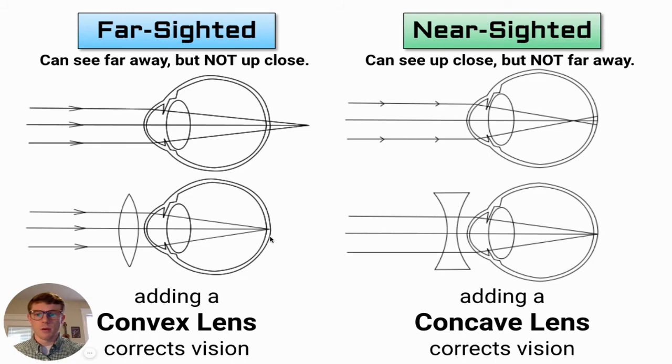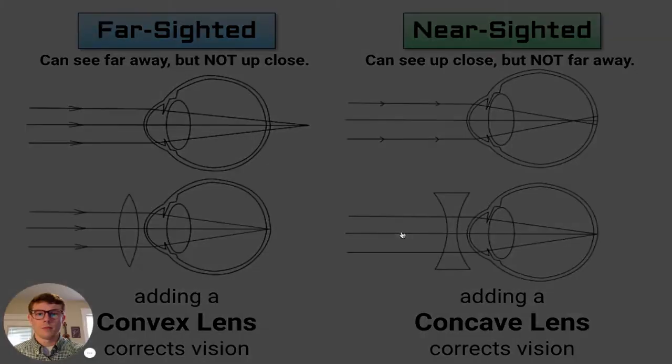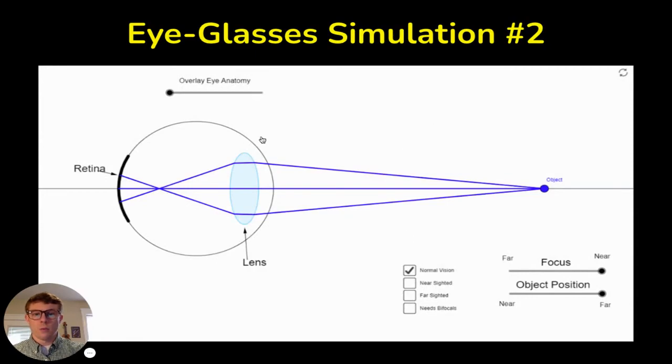Okay, so both of these, the convex and the concave lens, they both fix vision. They're both vision correcting, but one is for farsightedness. So the convex lens causes the image to move forward, but the concave lens fixes nearsightedness and it causes the image to move backwards. Both cases, they move the image to be on the retina. Because again, when the light rays converge on the retina, that's when we have perfect vision. So let's look at one more simulation here.